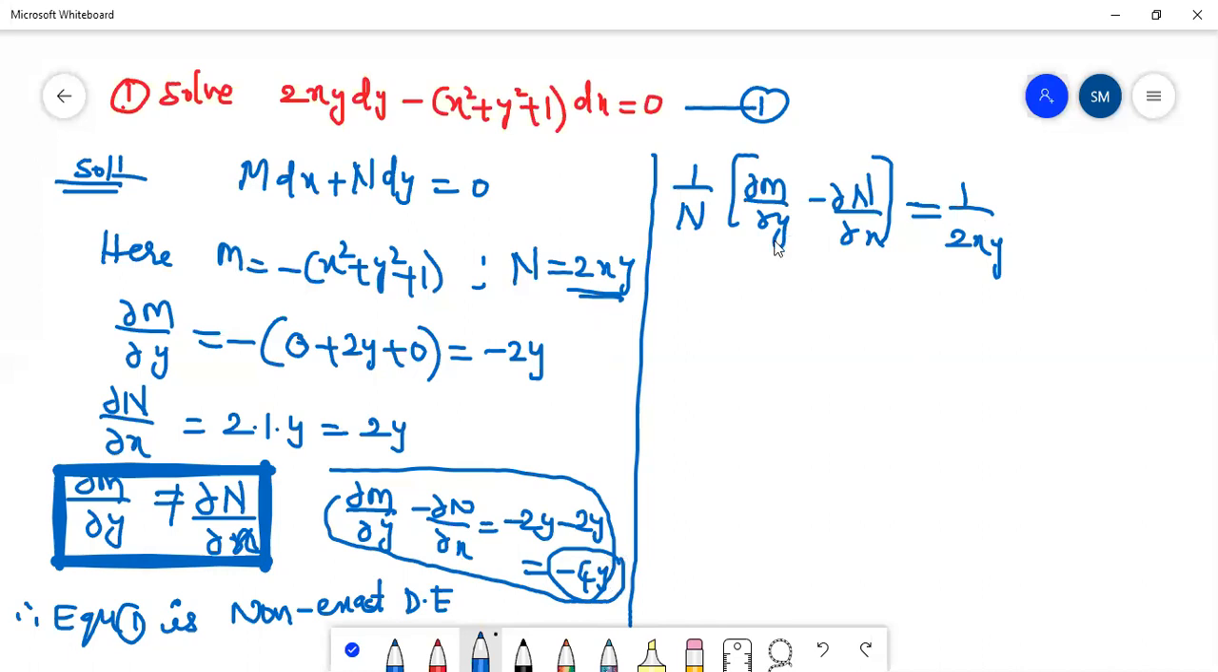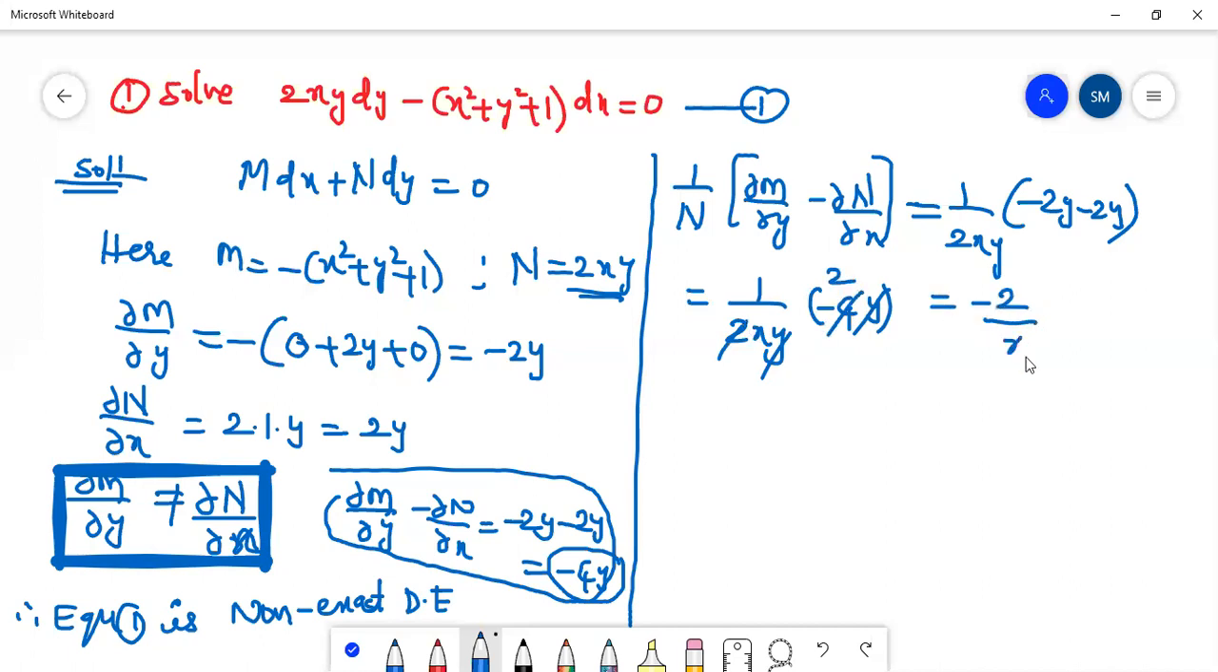Here we are taking the same difference only, dou M by dou y, that is minus 2y minus 2y. It is equal to 1 by 2xy into minus 4y. Y cancels. 2 ones are 2, 2 twos are 1. It is equal to minus 2 by x. This is a function of x. See here, suppose we are taking M in the denominator. There's no cancellation. So it is not suitable for method 5. It is suitable for method 2.